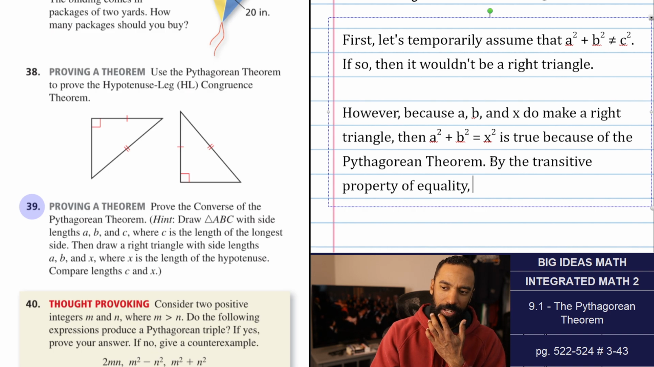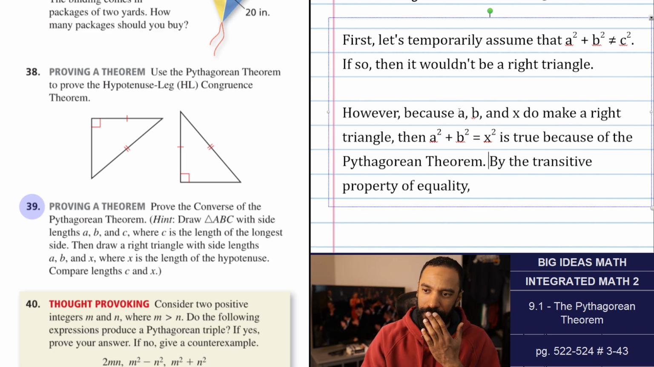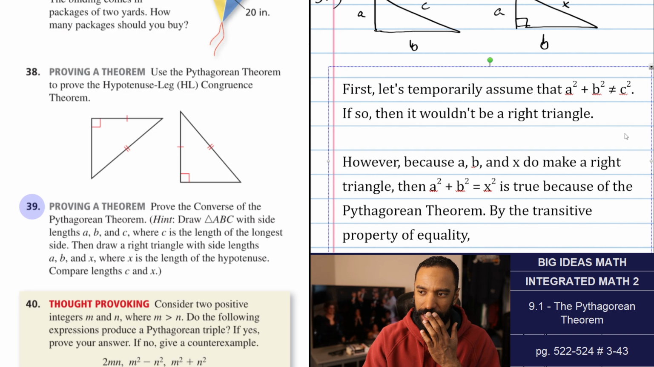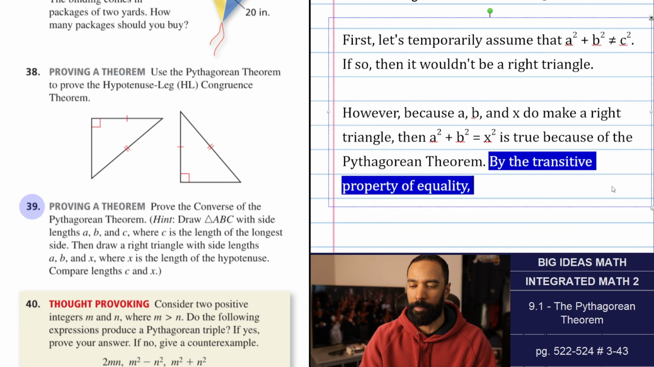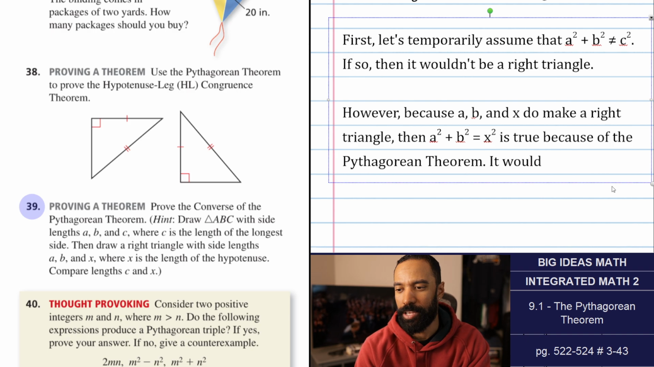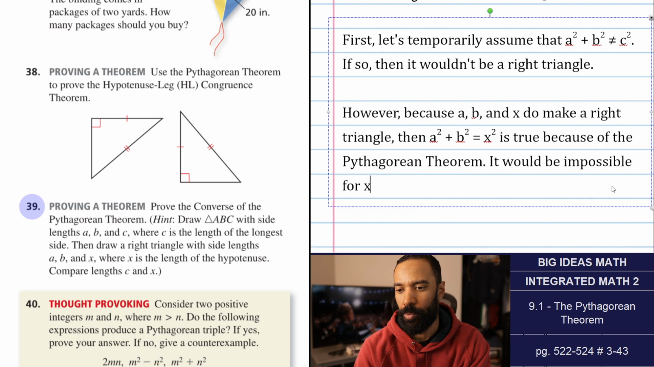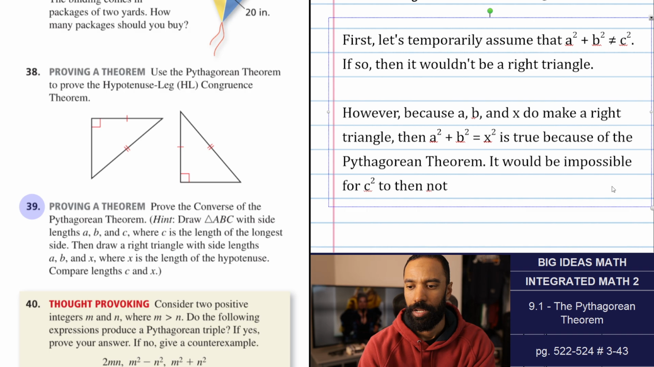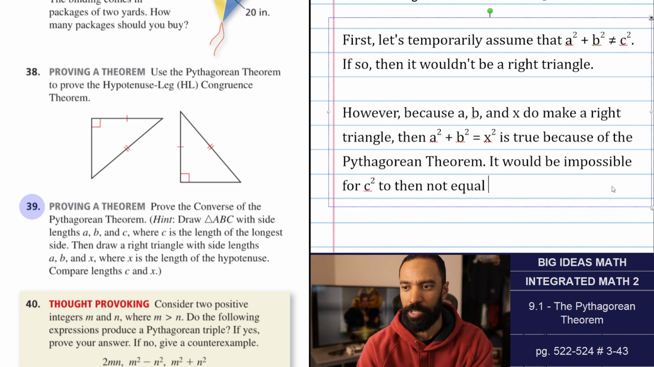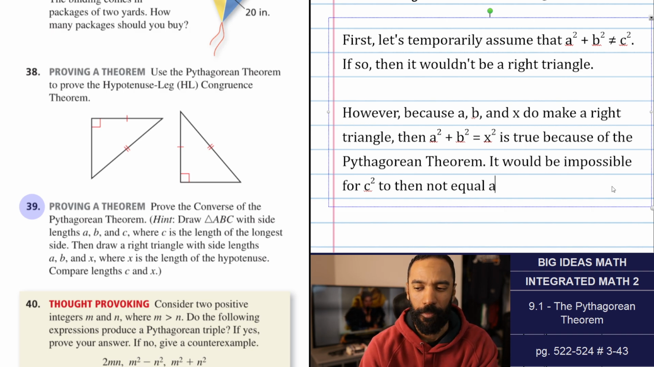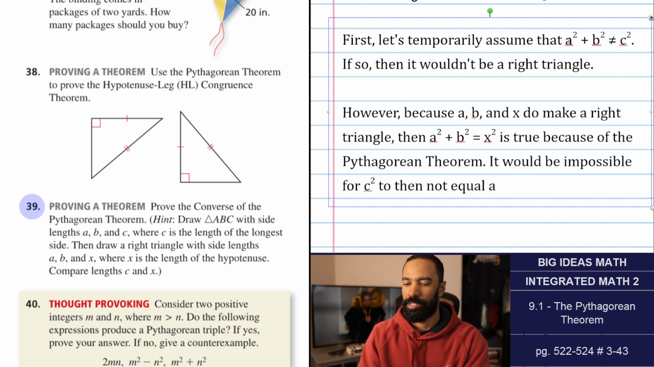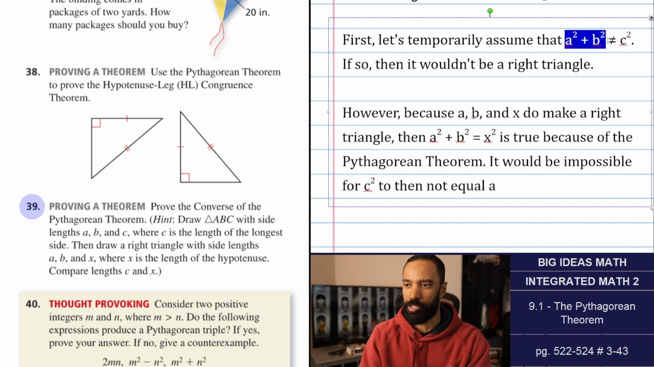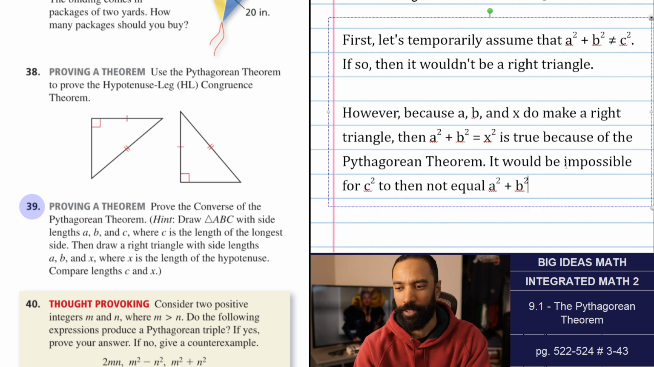Hold on a second. I'm trying to think if I should be squaring that C there as well. No, not by the transitive property. It would be impossible for C squared to then not equal A squared plus B squared. I don't know if I'm writing this best. I feel like I'm doing it right, but I don't know.